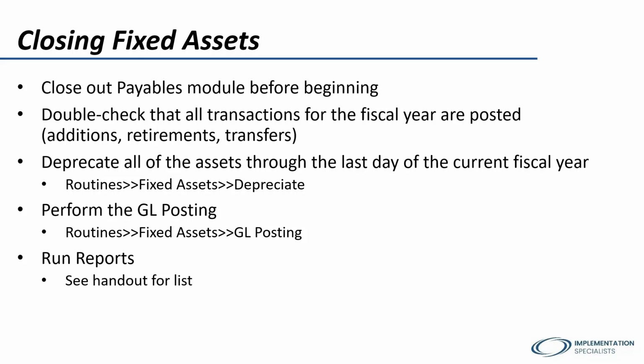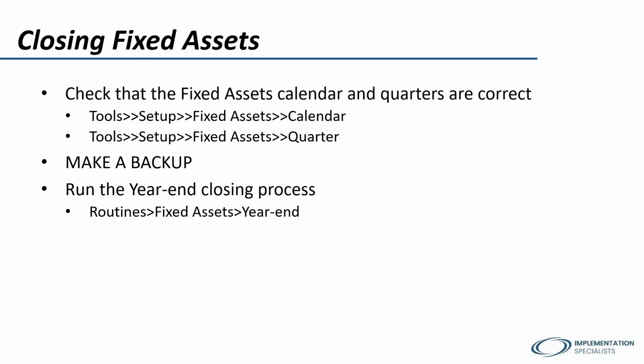The handouts will show you which reports to run for your fixed assets. There are a handful of reports that you will want to run and keep on hand that will be affected by your year-end close. You'll want to make sure that the fixed assets calendar and quarters are correct. Now, if you're new to your system, definitely check this step. If you've used your system for quite some time, I still recommend taking a look at them, but it's not as critical. Make sure that you run a backup, and then go ahead and run the year-end closing process for fixed assets.